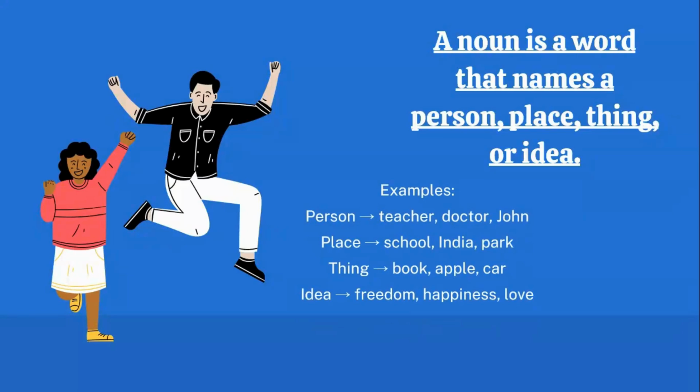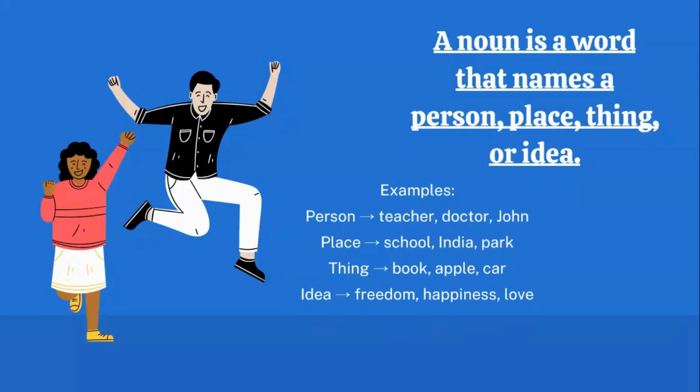The example is, first, take the example of a person. How can you know that this is a noun? Suppose there is an example of a teacher. A teacher may be he or she, female or male, right? So actually what is a teacher? A teacher is a person. Second, doctor, same as that. A doctor is also a person. And John, this is just an example. John is the name of a person, so John is also a person.